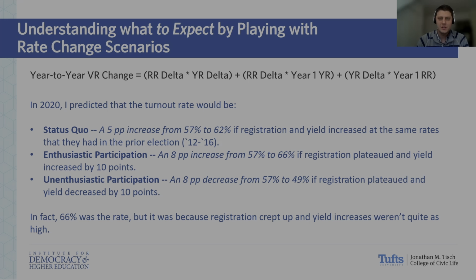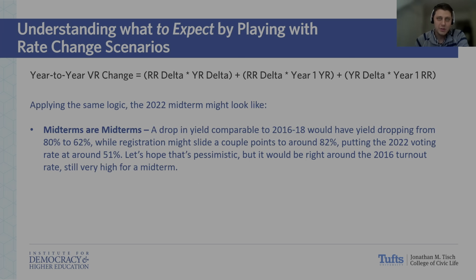From that, I said the voting rate was going to be somewhere between 49% and 66%. It ended up being about 66% because enthusiasm was off the charts for 2020. Just because people always ask me, and I want to preempt the question: when I run the midterms in 2022 with the same model, I get a voting rate of about 51%. So don't ask me, that's my guess. It won't be exactly that, but that's what I'm anticipating.